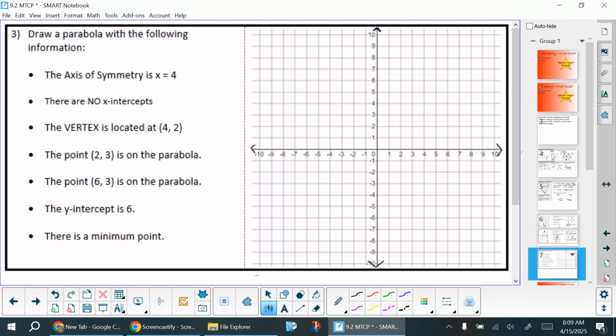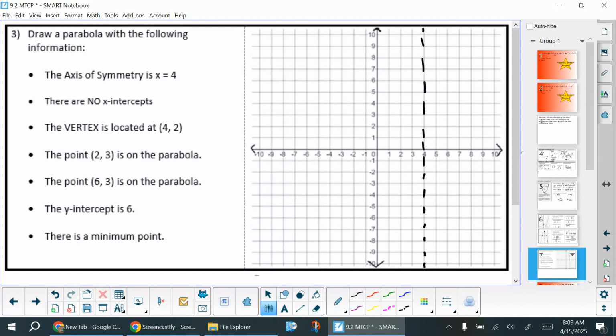Second one here, our second type of graph is going to be taking that information and drawing it on the graph. We're putting this in the order it's in, so you can do it in order. Make sure that you're doing this in order. So the axis of symmetry is x equals 4. We're going to draw our axis of symmetry, and we know it's a vertical line, and since it's x equals 4, it goes through 4. Draw it as a dashed line or dotted line, something like that.